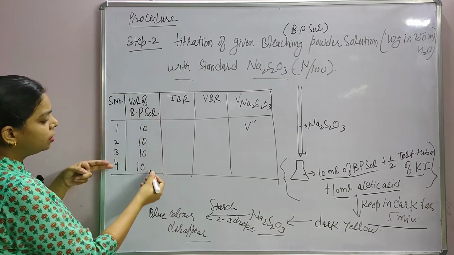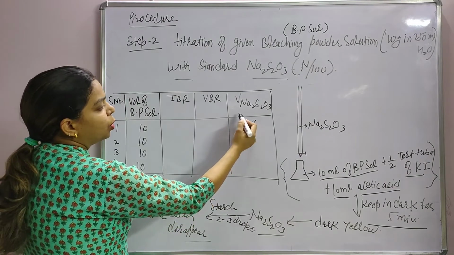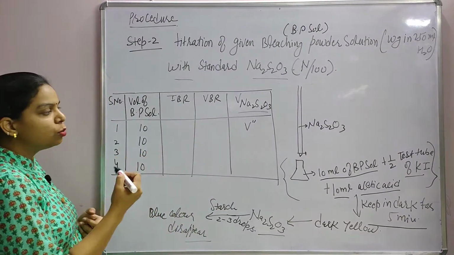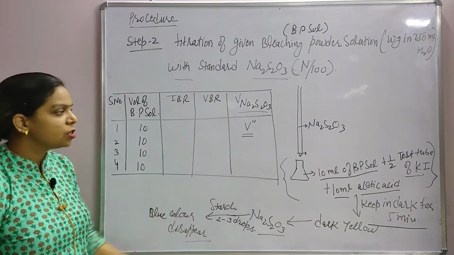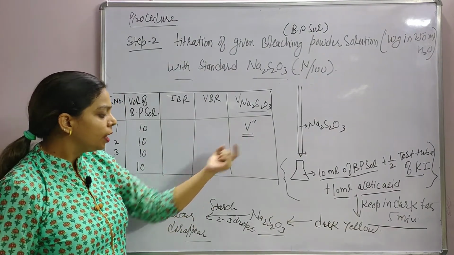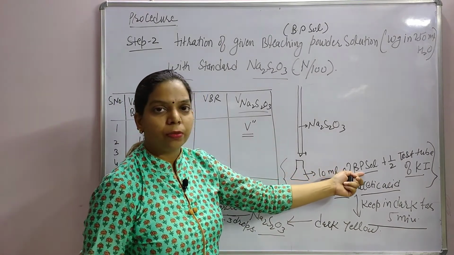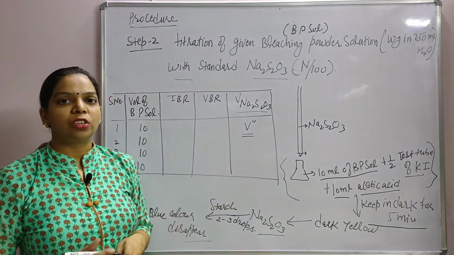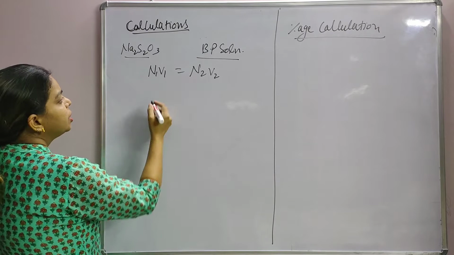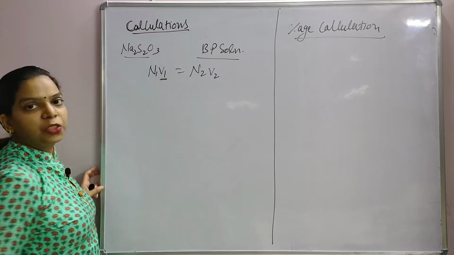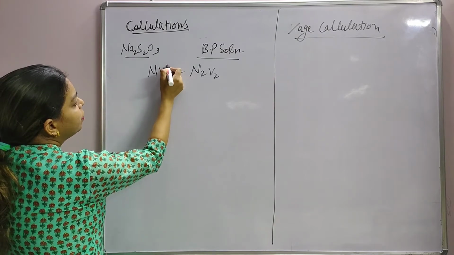You have to take 3 to 4 concordant readings again and find out the volume of the hypo solution used for this titration. Let's say this is V double dash. So V double dash is the volume used to titrate till the end point of our bleaching powder solution. So let's see the calculation part. In the calculation part, you will apply the normality condition. So the volume from the table which was obtained was V double dash.